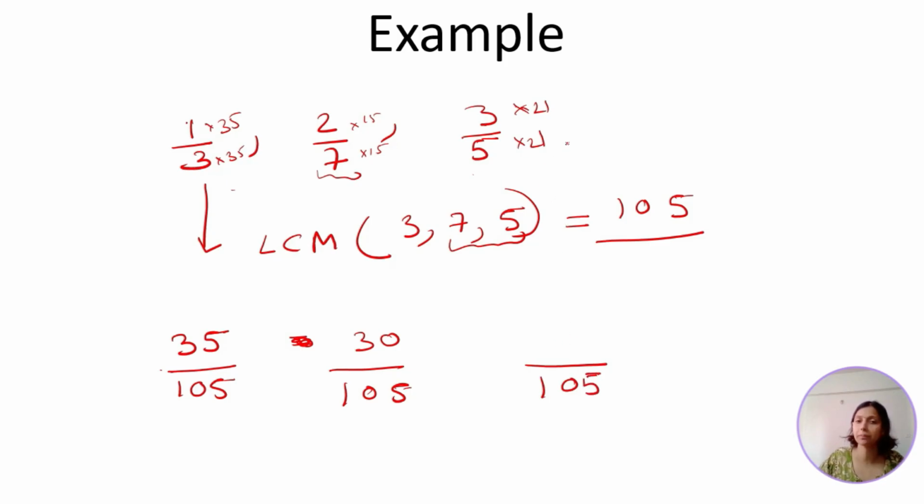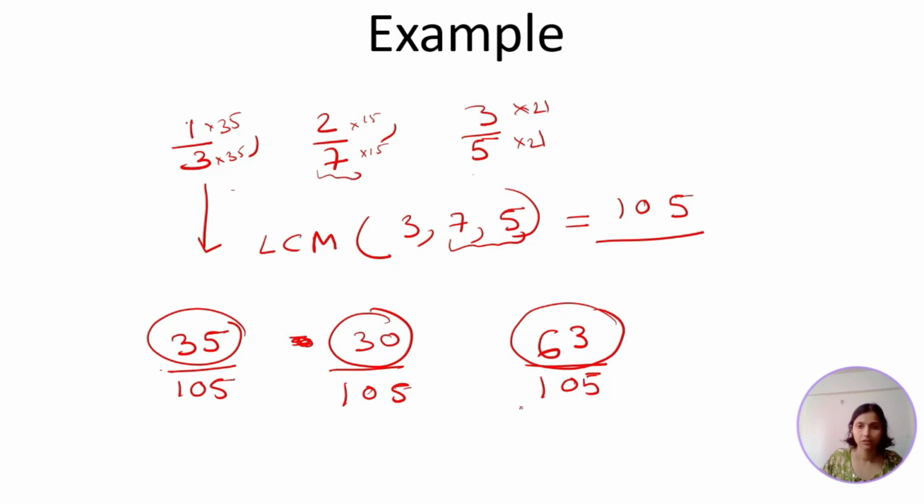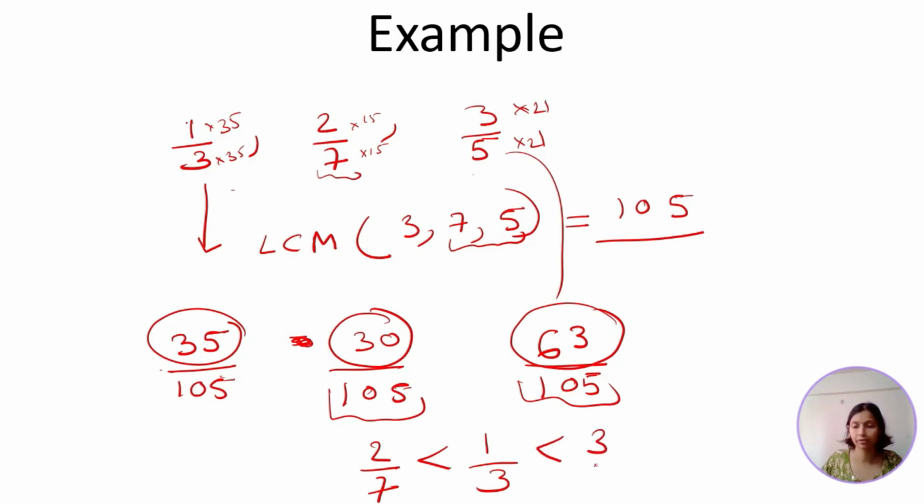We cannot only multiply the denominator by a number as it will change the value of the fraction. We need to multiply the numerator also by the same number. Now we can easily compare the numerators as the denominator is same. So the least number is this one, 2 by 7. Then this one, which is 1 by 3. And then this one, which is 3 by 5. So this is the increasing order. If I have to put in the decreasing order, this will be the decreasing order.